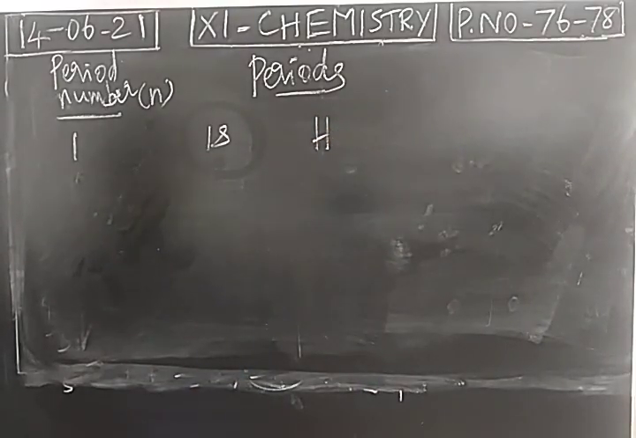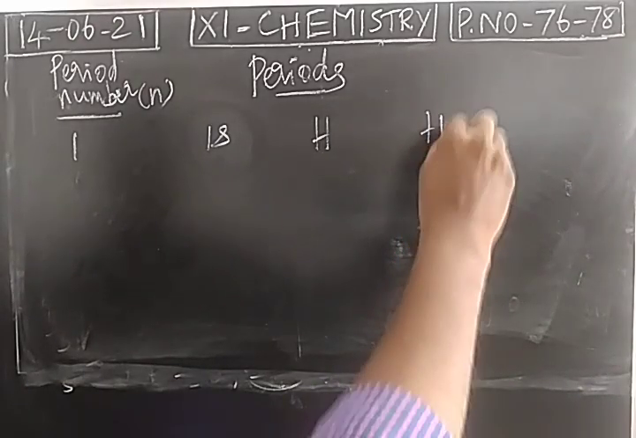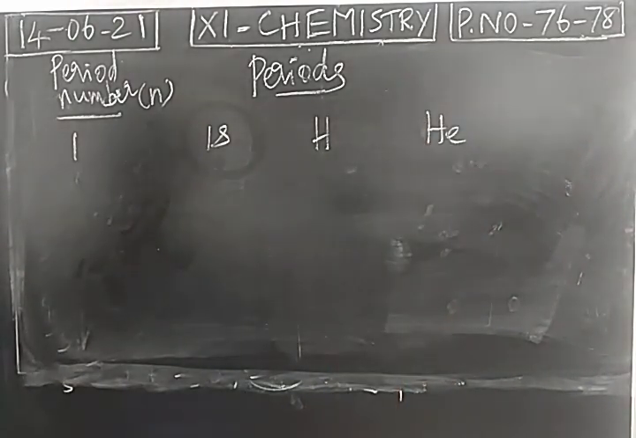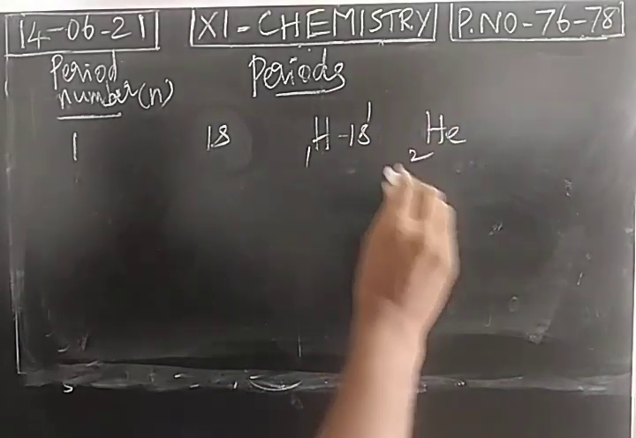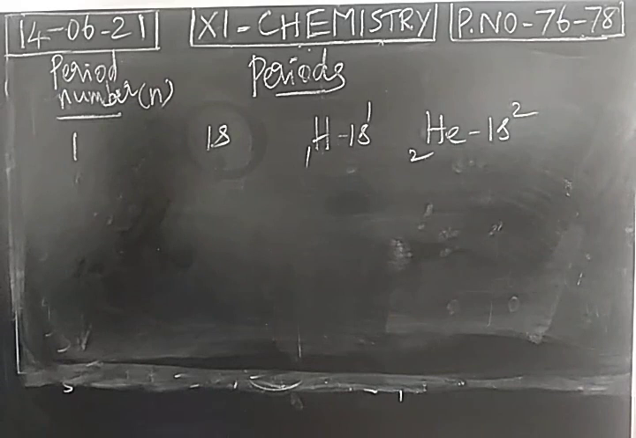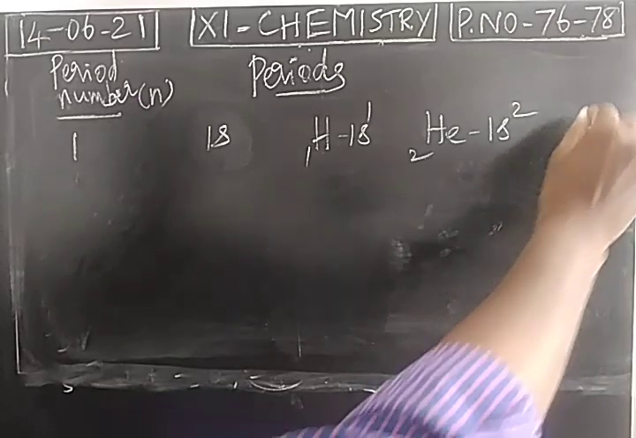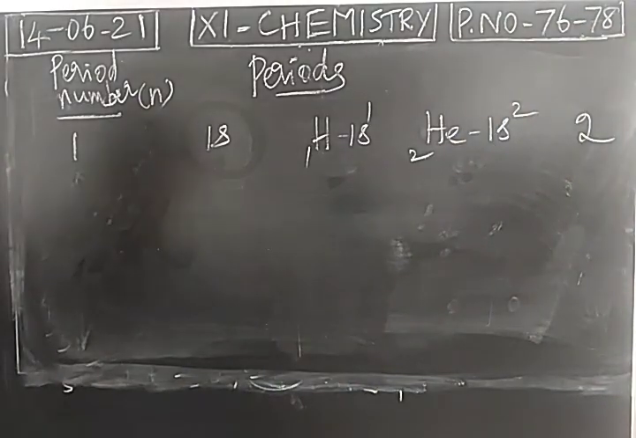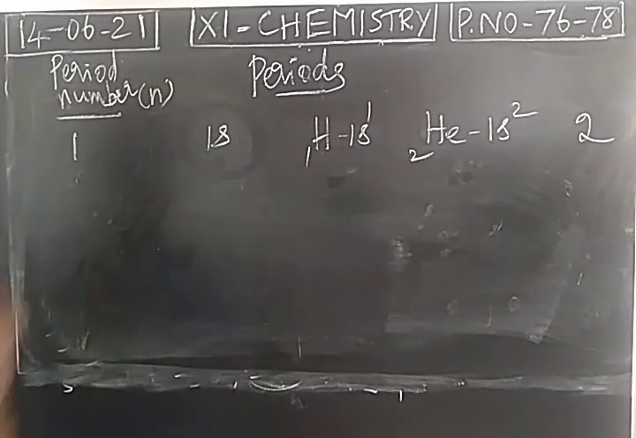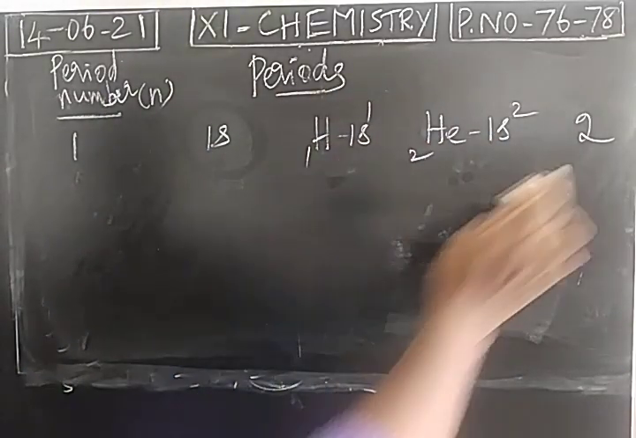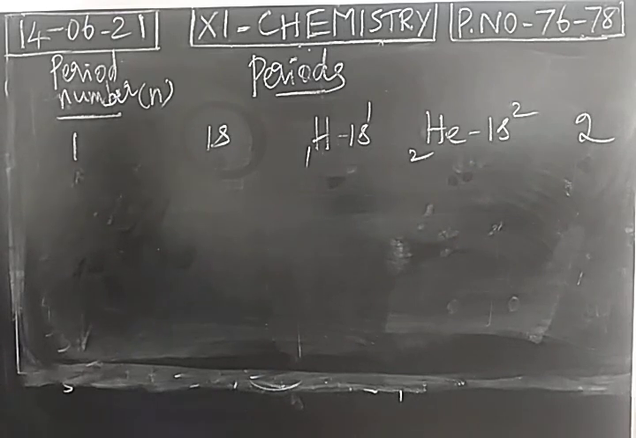When you check the modern periodic table, first period has only 2 elements, hydrogen and helium. Hydrogen with atomic number 1, its electronic configuration is 1s1. Helium with atomic number 2, its electronic configuration 1s2. So maximum 2 electrons can be present in the 1s orbital, so that only 2 elements are present in the first period. So first we write the period number and which orbital is filled and what are the elements. Maximum how many elements can be present in the first period?